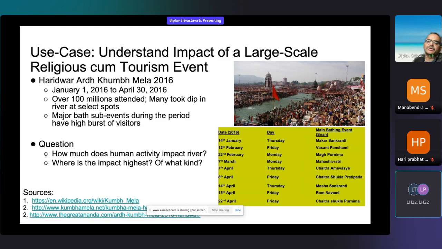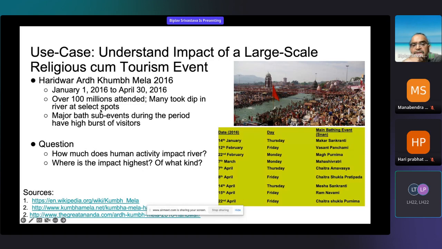And here, one of our partners was IIT Roorkee. So, as you know, for any Kumbh or Ardh Kumbh, there are different dates, and then you have different baths or snans on different occasions. So, people converge on different snan dates. During this Ardh Kumbh, about 100 million people actually came.